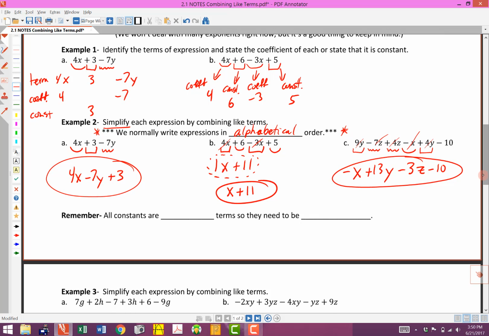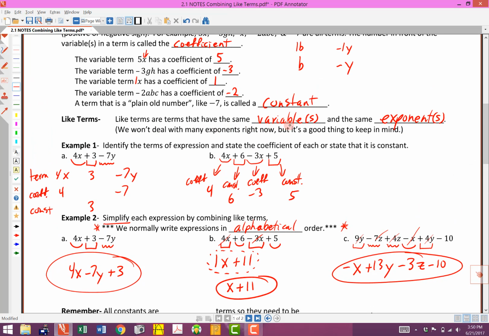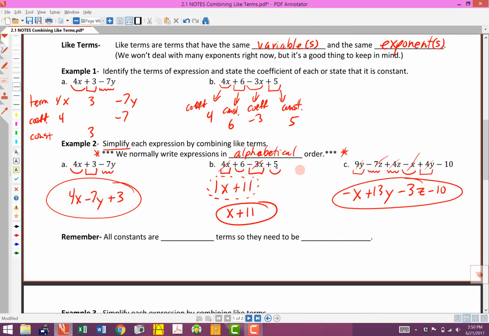Now, just as a reminder, the rule here for like terms is they've got to have the same variables and the same exponents. But you'll notice that we've got these constants here that we went ahead and combined. They don't have a variable at all. So all constants are like terms. They don't have any variables. So you can kind of say, well, if they don't have any variables, then they've got to be the same. So all constants are like terms, so they need to be combined. So don't forget that.